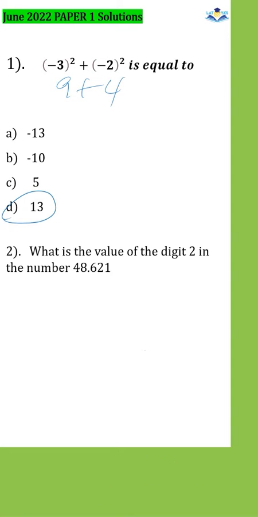Question 2. What is the value of the digit in the number 48.621? Now, the first digit after the decimal point is in the tenths place. The second digit is in the hundredths, but ending with a "th" place, and the 1 is in the thousandths place. So our answer is going to be A, 200ths.